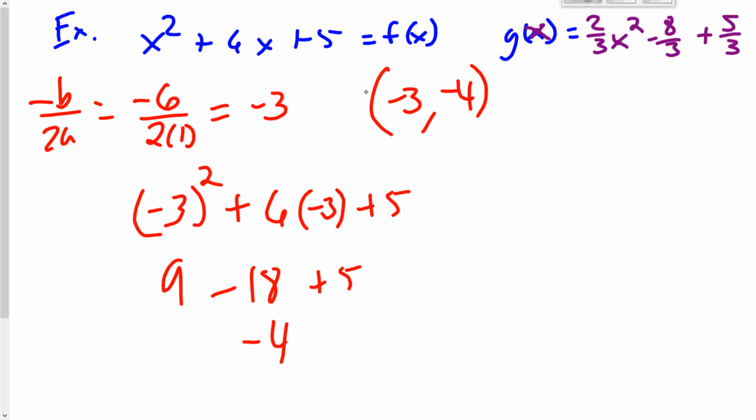And then we could use that to write the equation. Y equals our a, which is 1, times x minus h, so that'd be plus 3, quantity squared, plus our k, which is a negative 4. So there I just turned it into vertex form without completing the square.